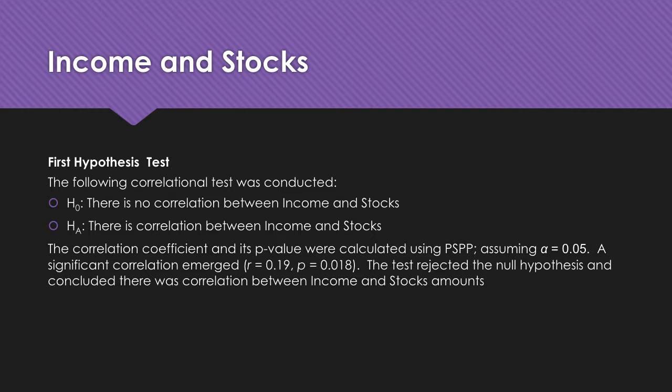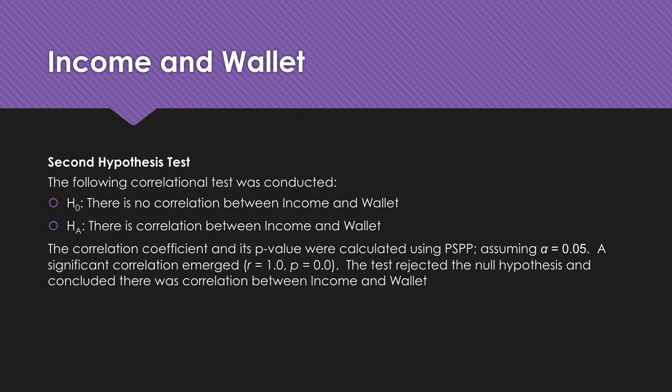So based on that data, a significant correlation emerged, and using PSPP again, R was found to be 0.19 and P 0.018. So this means that the test rejected the null hypothesis and concluded there was correlation between income and stock amounts.